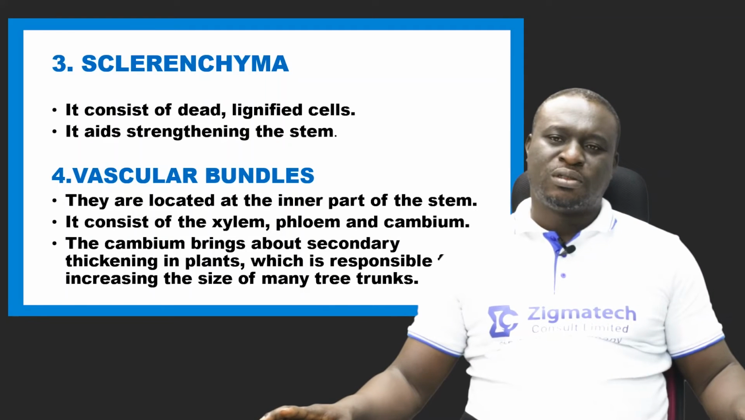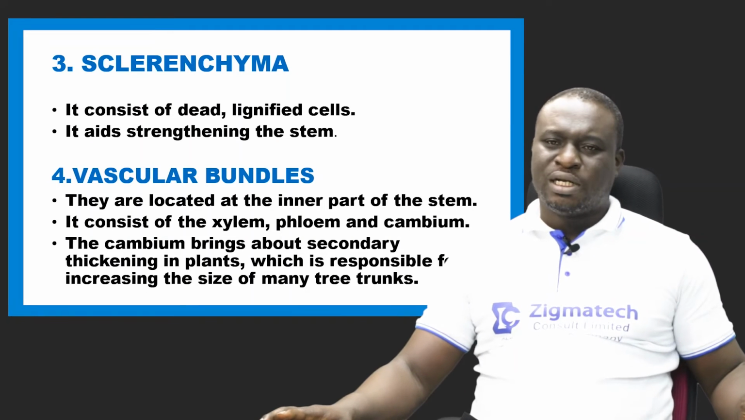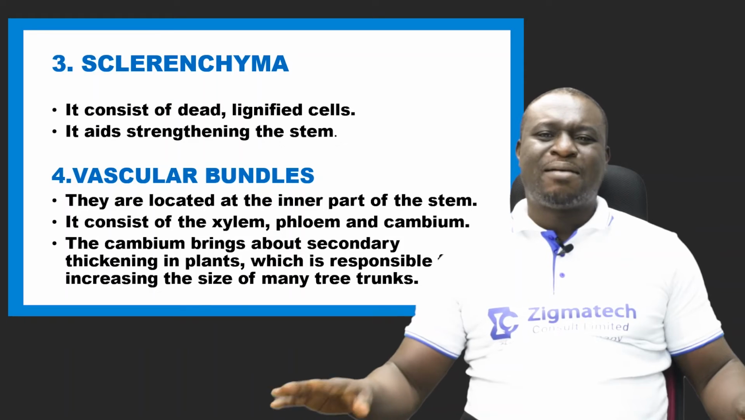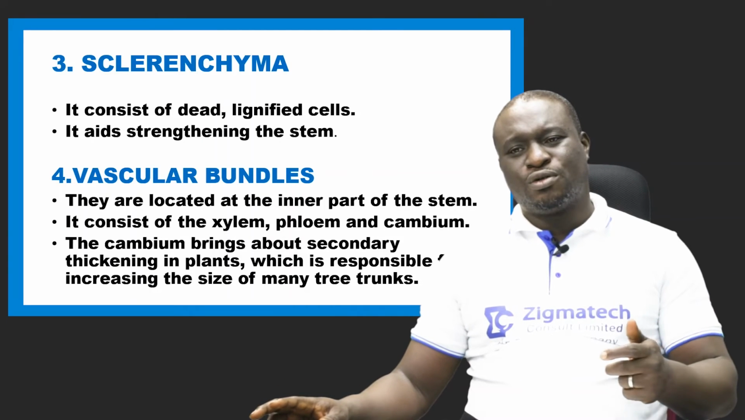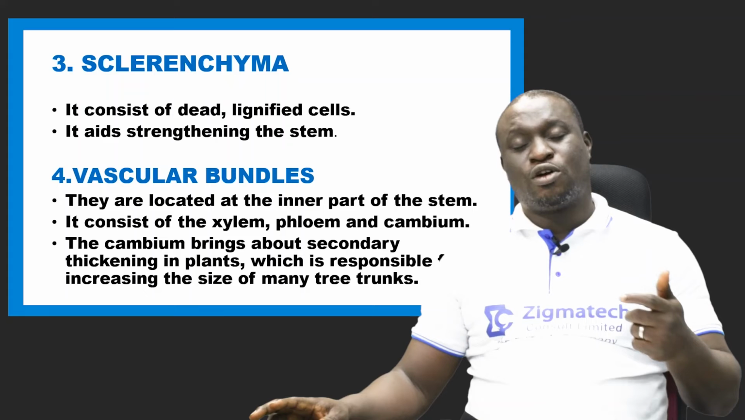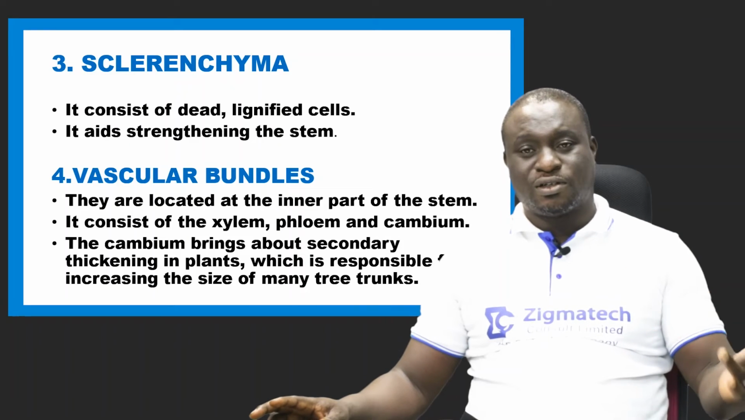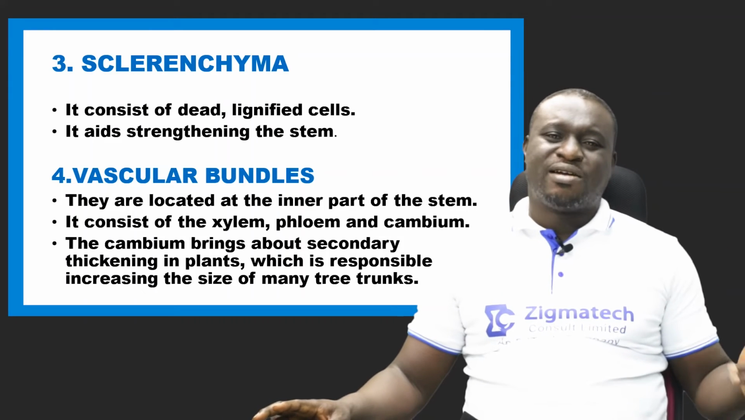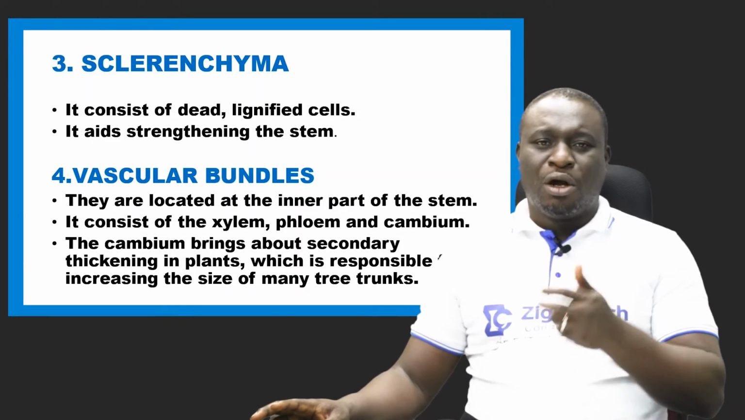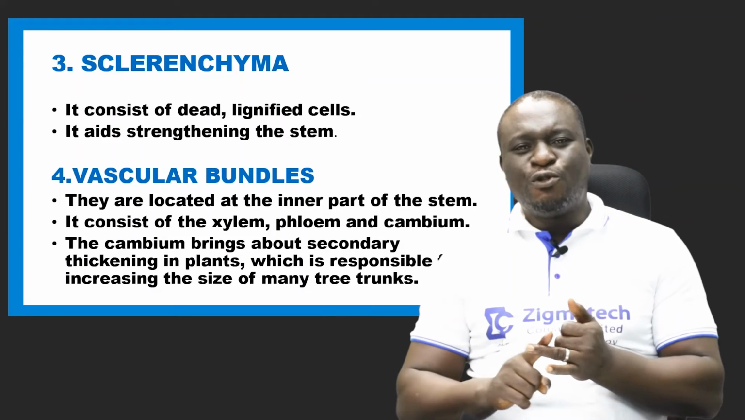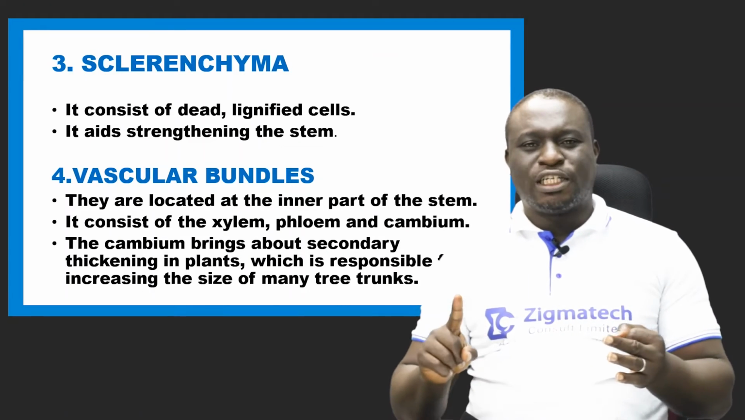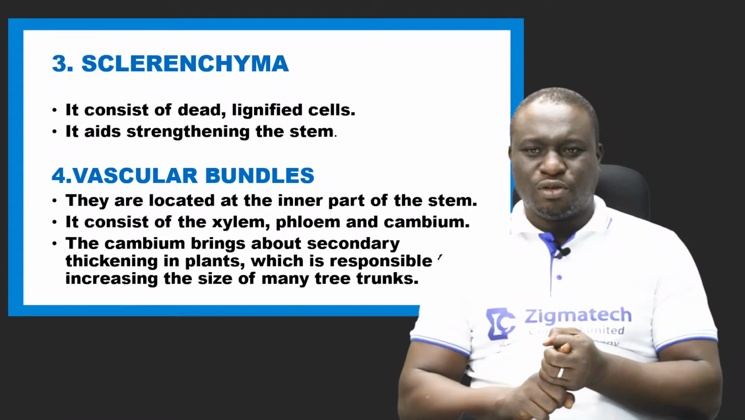Number 4 is the vascular bundles. The vascular bundles are located in the inner part of the stem. You can also see them in the roots as well as in the leaves. The vascular bundles consist of the xylem tissue, the phloem tissue, and the cambium. Please take note.